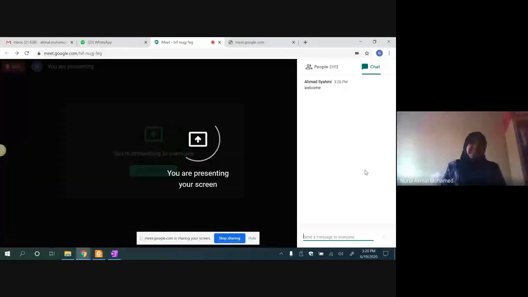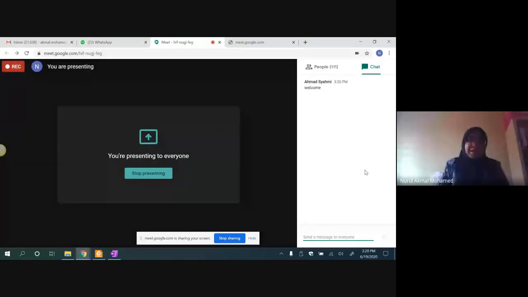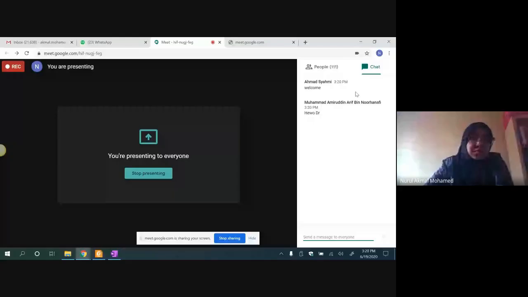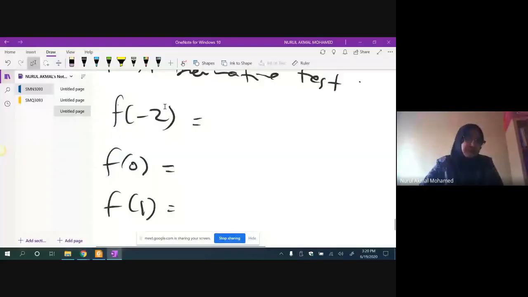Okay, sorry, I'm somehow disconnected from the internet. Okay, let's continue. I need to know these three values: f of negative 2, f of 0, and f of 1. What are the values for these three points?